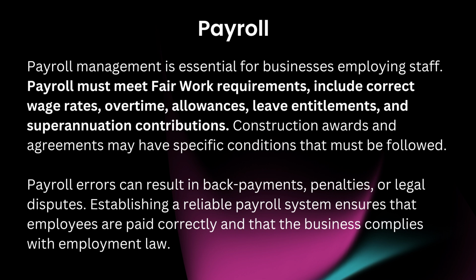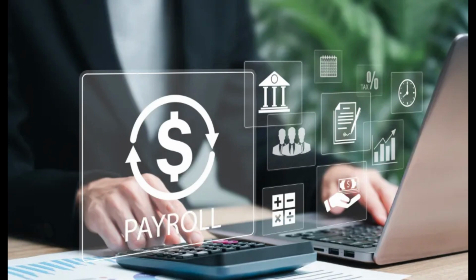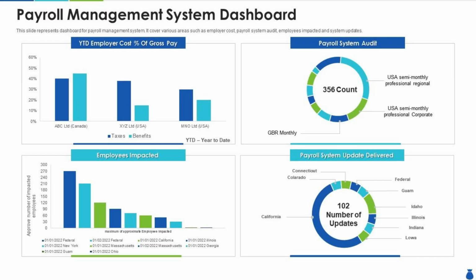Payroll. Payroll management is essential for businesses employing staff. Payroll must meet Fair Work requirements, include correct wage rates, overtime, allowances, leave entitlements, and superannuation contributions. Construction awards and agreements may have specific conditions that must be followed. Payroll errors can result in back payments, penalties, or legal disputes. Establishing a reliable payroll system ensures that employees are paid correctly and that the business complies with employment law.